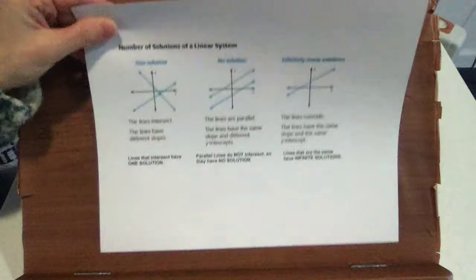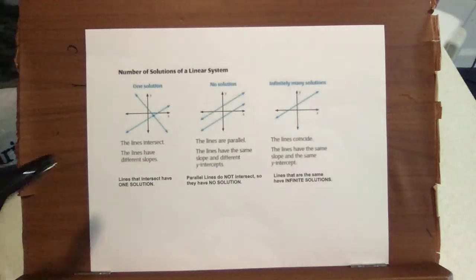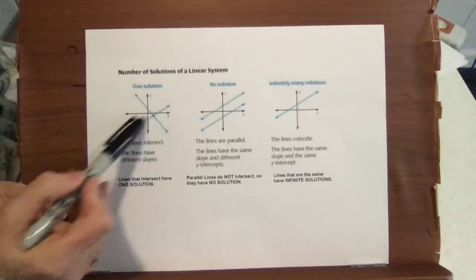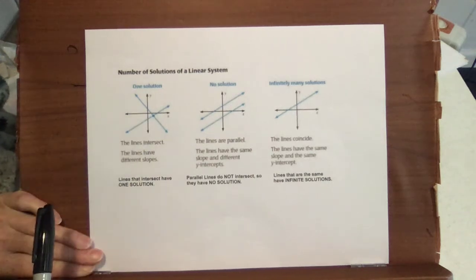Now, there are a lot of things that can happen when you are graphing a system of linear equations. You could wind up with one solution, which means both of your lines intersect at one point, which we just found out.